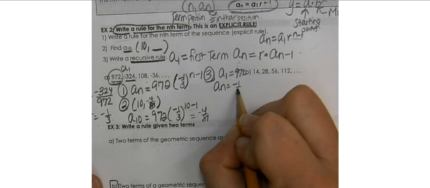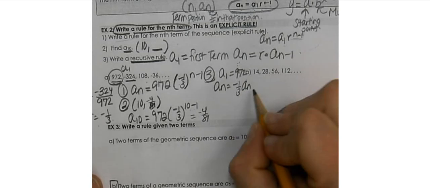And finally, step number 3, I'm asking you to write a recursive rule. So a recursive rule means that we identify our first term, which is 972, and then we write a sub n is equal to our r value, which was negative 1/3, times our term that came before, which is a sub n minus 1, and that is our answer.